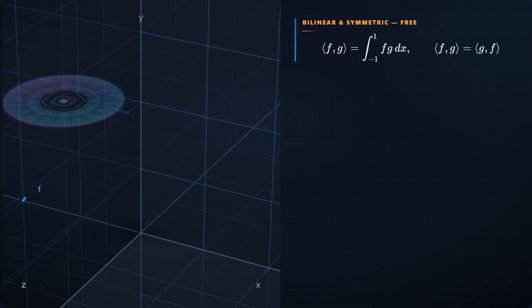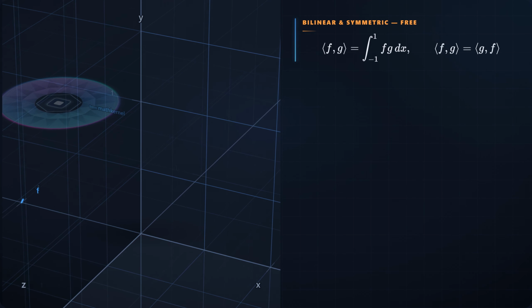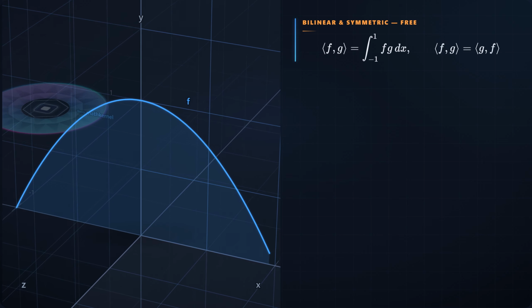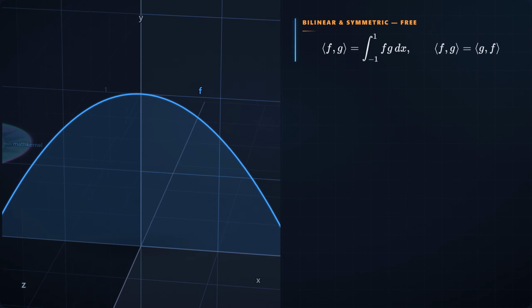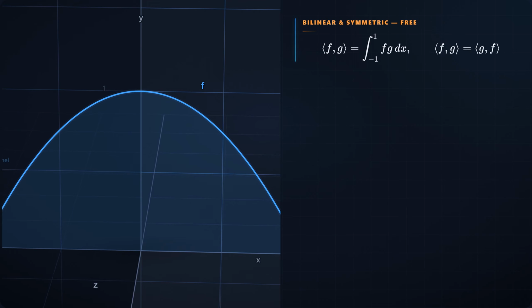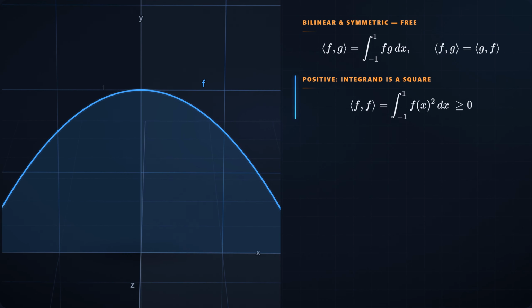Bilinearity and symmetry are immediate. The integral is linear in each factor, and f times g equals g times f inside it. So the first two axioms cost nothing. Positivity. A function with itself is the integral of f squared. The integrand is a square, never negative, so the integral is at least 0. So far, so easy.